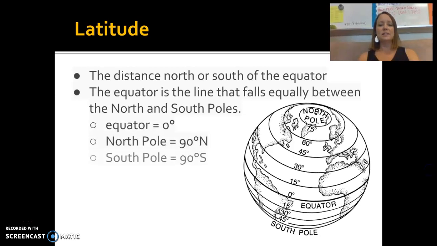When we write out latitude, notice that the equator at 0 degrees has no direction, but anything to the north of the equator, you would put degrees N for north. Anything to the south of the equator, you put degrees S for south.